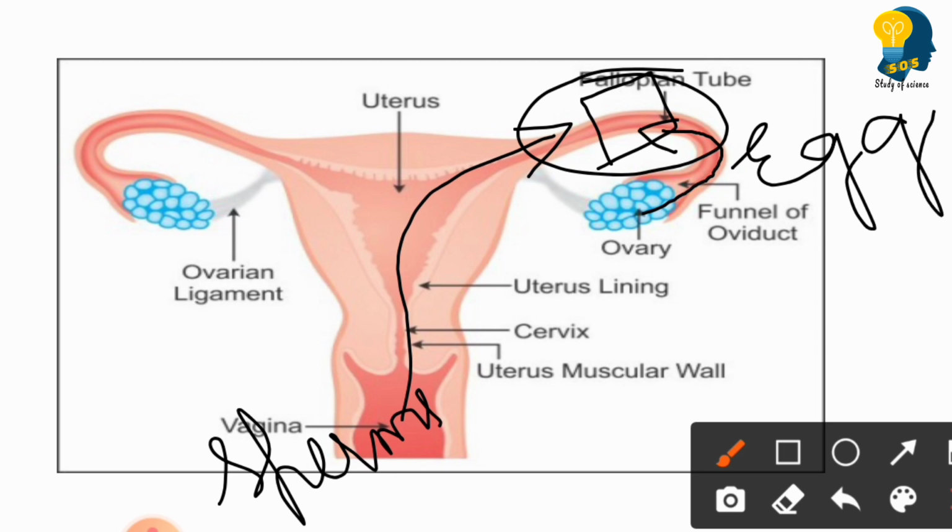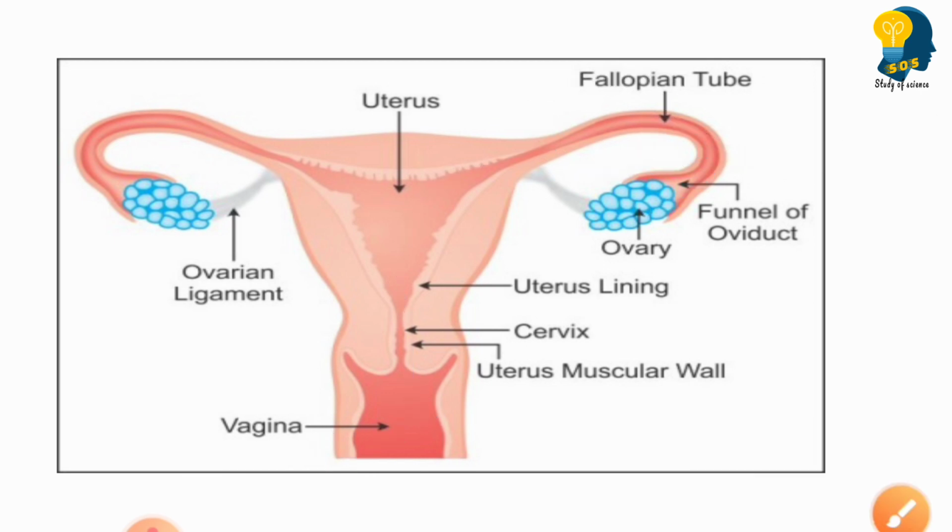As a result of this, what happened? There will be a fusion of male and female gamete. That means the fusion of sperm and the egg. So as a result of this, what happened? The fertilization takes place. Clear? See, the fertilization occurs in the fallopian tube.